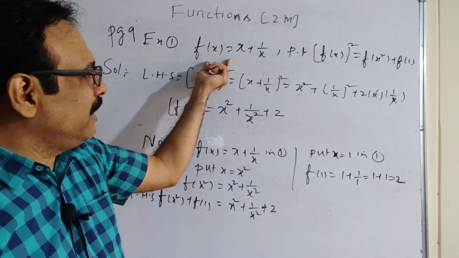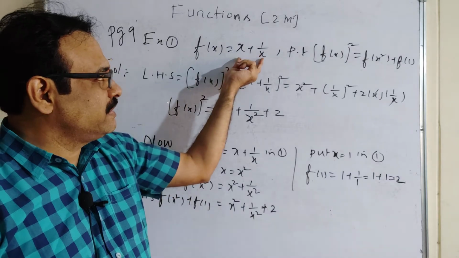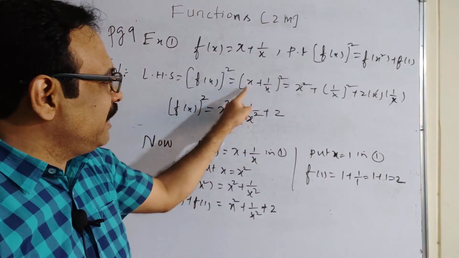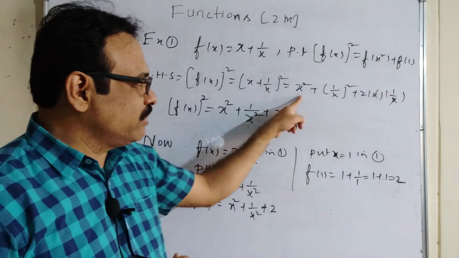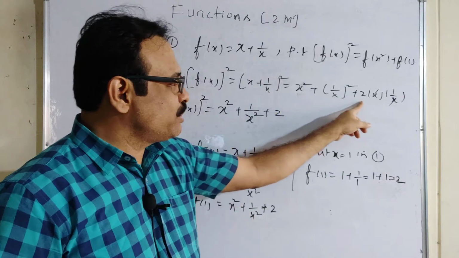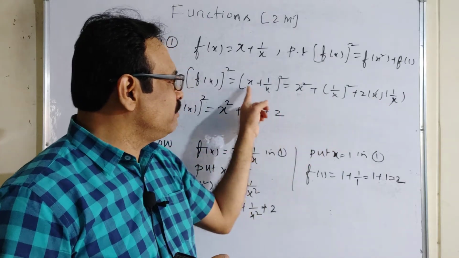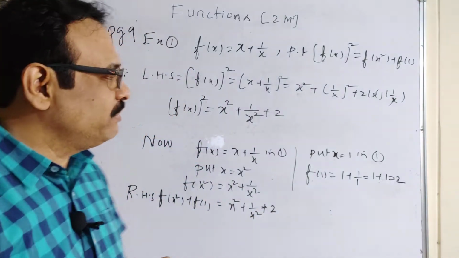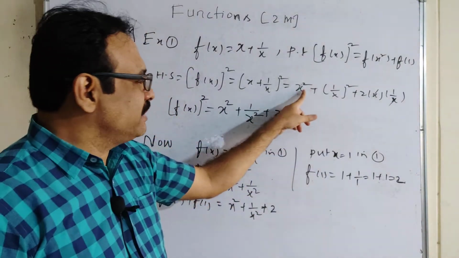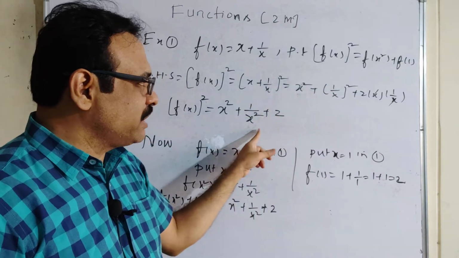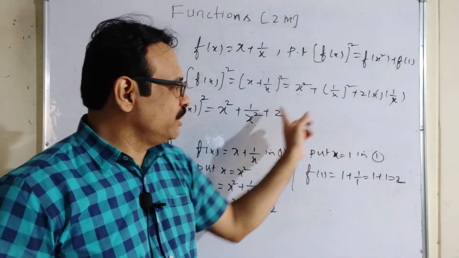So now, in place of f of x, I am taking the value of x plus 1 by x, and whole square. a plus b whole square: this is a square, that is x square, plus b square, 1 by x whole square, plus 2 into a into b. In place of a you have substituted x, and in place of b you have put 1 by x. Now what you are going to get: x square plus 1 square by x square, which means 1 by x square, plus 2 into 1, you are getting 2.